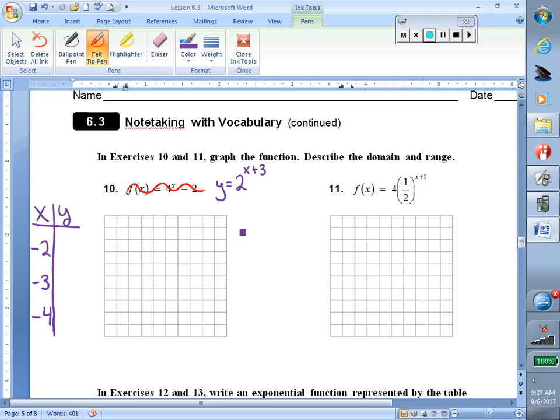I'm out of space over here, so I'm going to go right over here to the right of my graph. So 2 to the negative 2 plus 3. That gives me 2 to the first power, which is just 2. 2 to the negative 3 plus 3. I have to do my adding in my exponent. I get 2 to the 0. Anything to the 0 power is 1. 2 to the negative 4 plus 3 is 2 to the negative first.